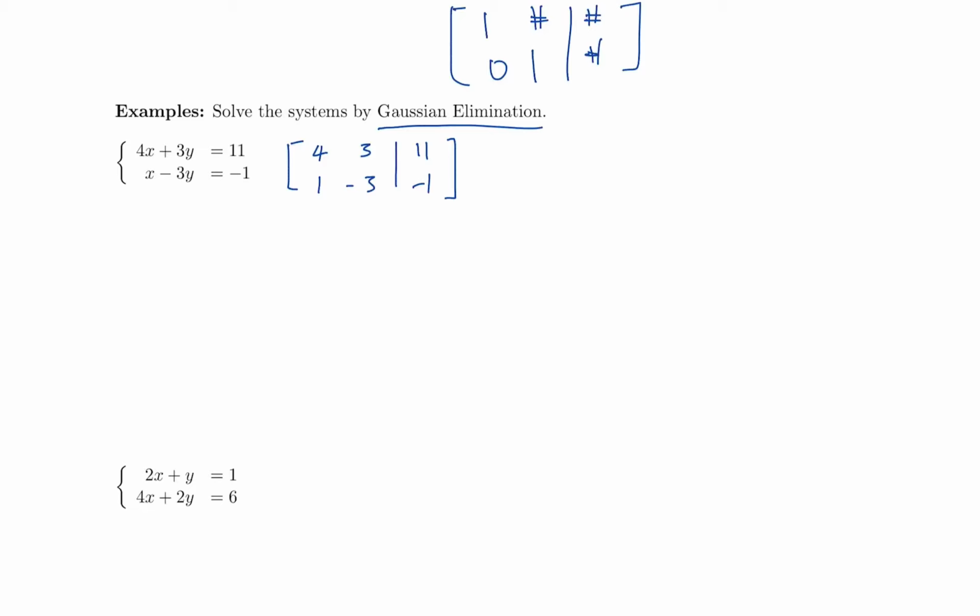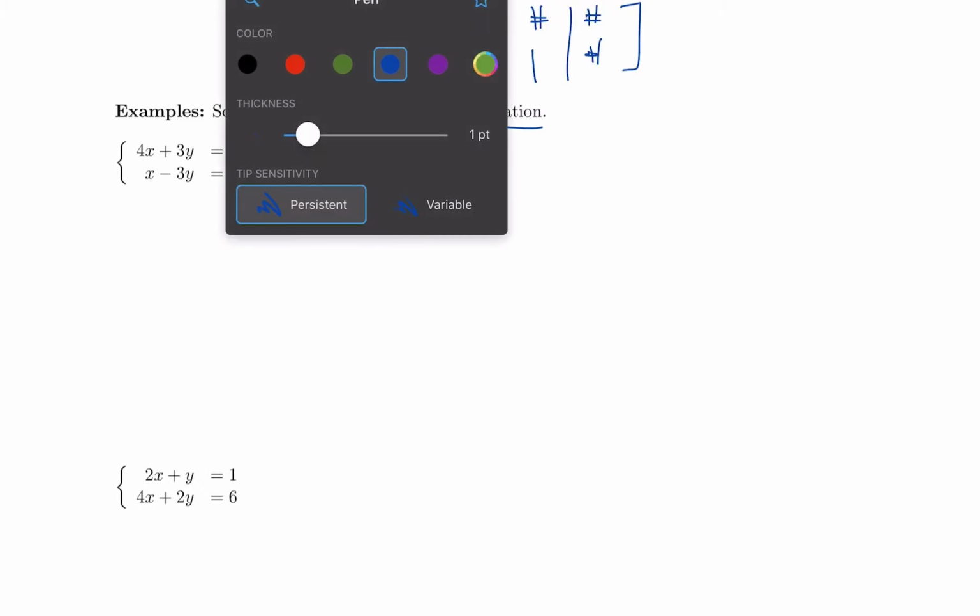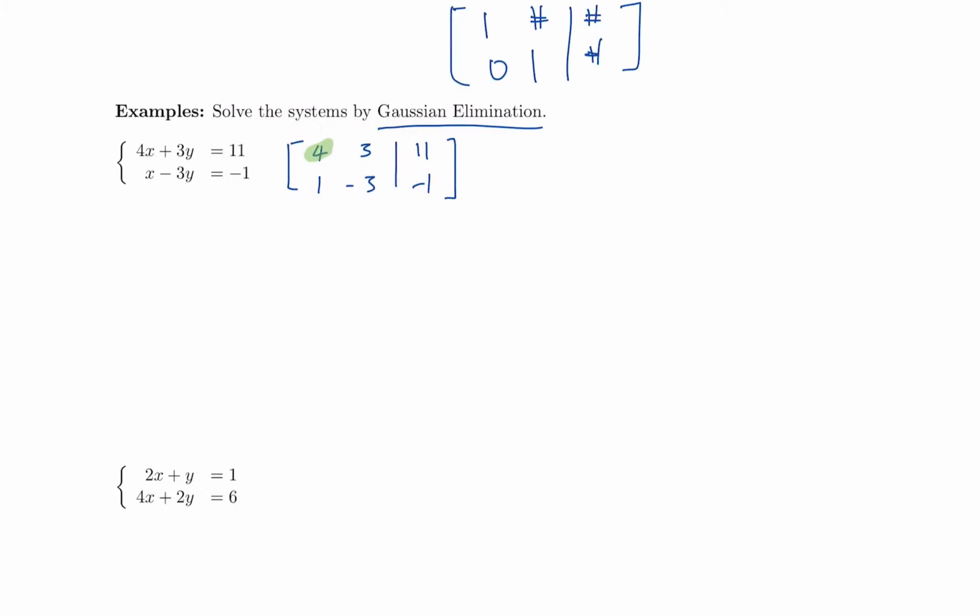So first, I want to make this 4 a 1. What can I do? Okay, there are several ways to go about row operations. But first, let's think of this as row 1 and row 2. I'm going to switch row 1 and row 2's locations. Okay, so that's an allowable row operation. So that means I'm going to have 1, negative 3, negative 1, 4, 3, 11. So now we're good because we have 1 here.